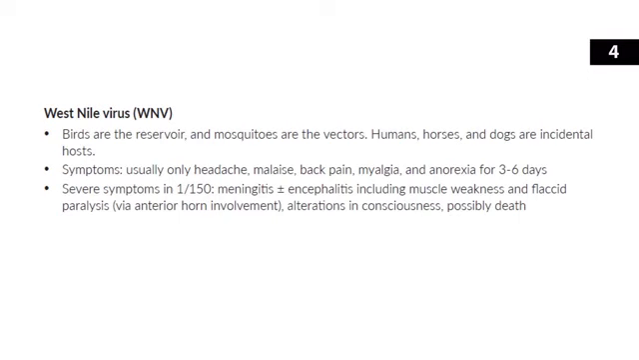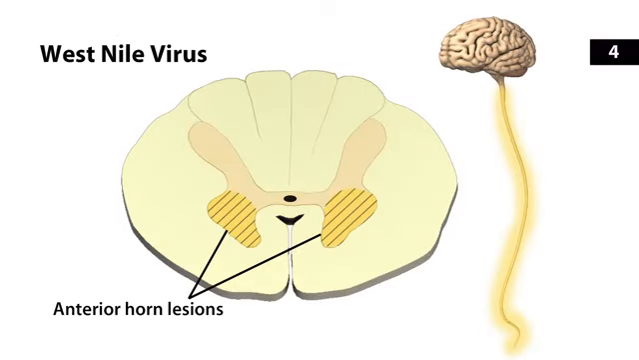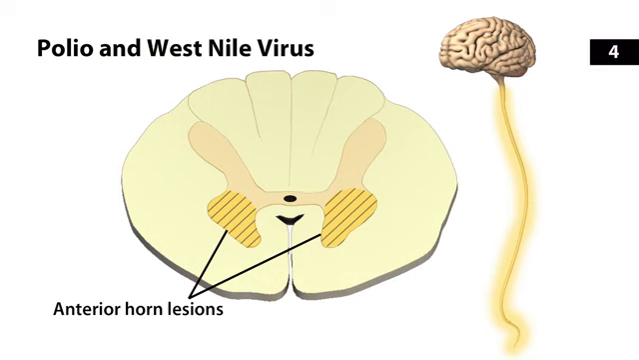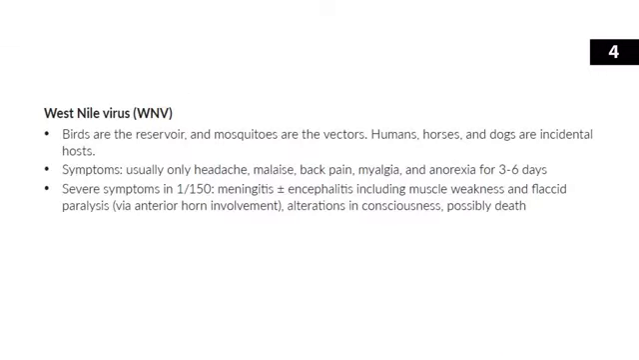So West Nile virus often causes an acute flu-like illness, but in about 1 to every 150 infected patients, you can see severe neurological symptoms. These symptoms include meningitis, encephalitis, muscle weakness, and/or flaccid paralysis, because this virus also infects motor neurons in the anterior horn. What was the other virus that did that? That's right, poliovirus. You can have alterations of consciousness, possibly even death with West Nile virus. So West Nile virus usually causes an asymptomatic or mild self-limited disease, but occasionally it causes very severe disease that can result in paralysis and death.